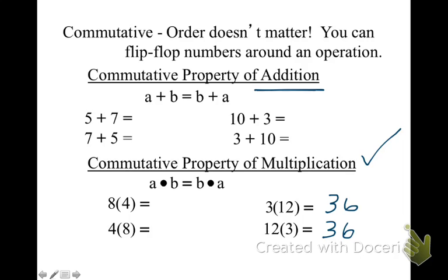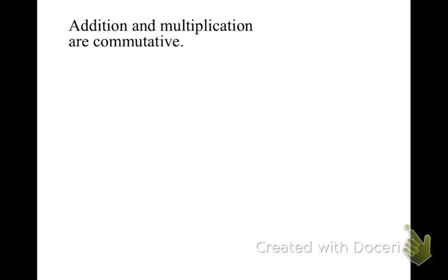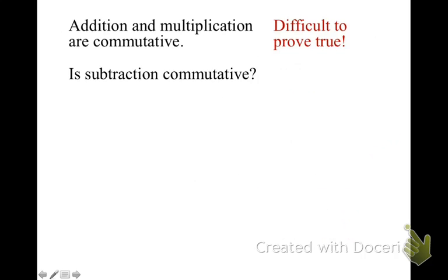Remember, we're dealing with only addition, only multiplication. So once again, addition and multiplication are commutative. Basically, we can flip-flop. Now, this is sometimes difficult to prove true, but there's something we can prove false. Is subtraction commutative? This one is really easy to prove false. This is not going to be commutative, and you'll see why.